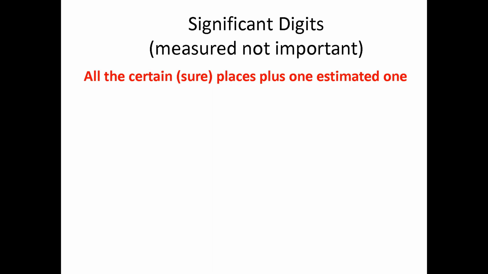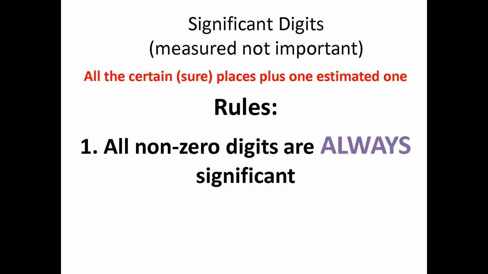That's the definition of significant digits: all the certain places that you're certain of plus one estimated one. So when someone takes a measurement, they take it with all the certain places plus one estimated one. So when you do a calculation using those measurements, your calculation can only represent all the certain places plus one estimated one. So the set of rules for how to figure out which numbers to count and which numbers to not count as significant, in other words, did they measure it or did they just put it there to hold a place, are the following.